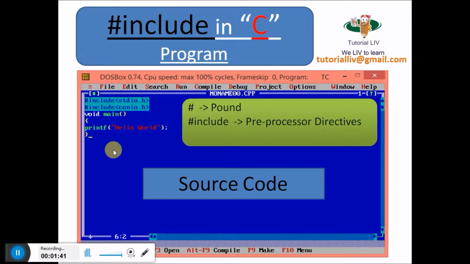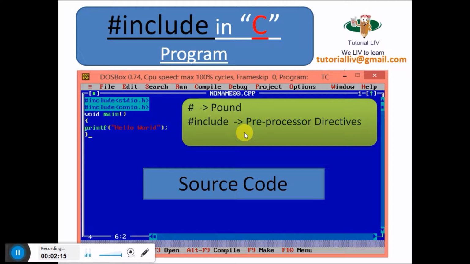So what does this preprocessor directive do? Let us separate these words: pre, processor, directives. Pre means first, before we do anything. Processor means process, and directives means these are the symbols that will do something in our program. So basically, what does it do before compiling our program?